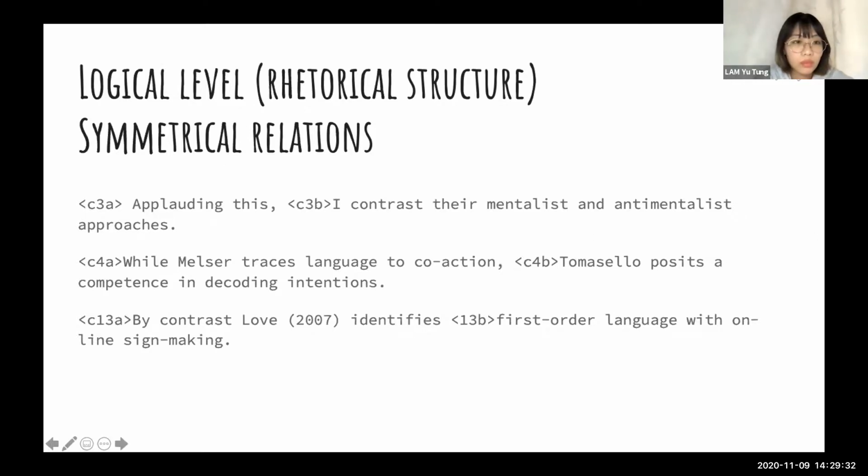The author uses while in the fourth clause to contrast the two different approaches, clause 4a and b. The author uses clause 13 to contrast with the mentioned approaches.